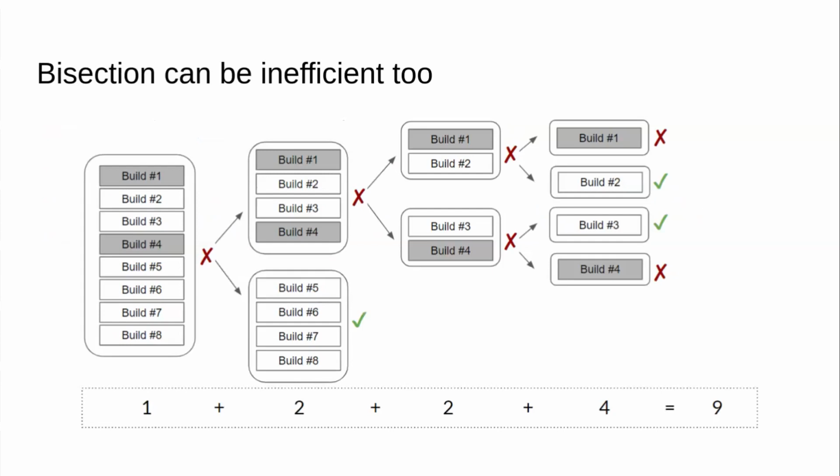But in this figure, in another example, we have 2 failures. When we do bisection, the second half will pass and the first half fails. Then we have to bisect again. And then builds number 1, 2, 3, and 4 need to be tested individually. In total, we need 9 executions, which is worse than not doing batching.